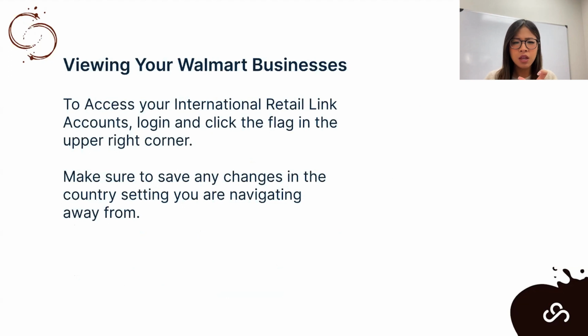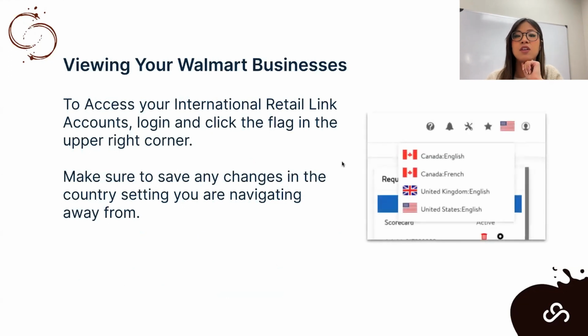So let me see, there we go. This is what that looks like if any of you are following along at home. When you log into your Retail Link, you'll see a flag here in the top right corner. If you click on that flag, you'll see all of the different options that you have available. So it'll be Canada, US, sometimes Mexico, and so on. One thing to note, and we called it out here, is to make sure that you're saving any changes in the country setting that you are navigating away from. Walmart doesn't always auto save things. So when you're flipping between the businesses, you want to make sure that you have all of your work saved so that you're able to come back to it later on.